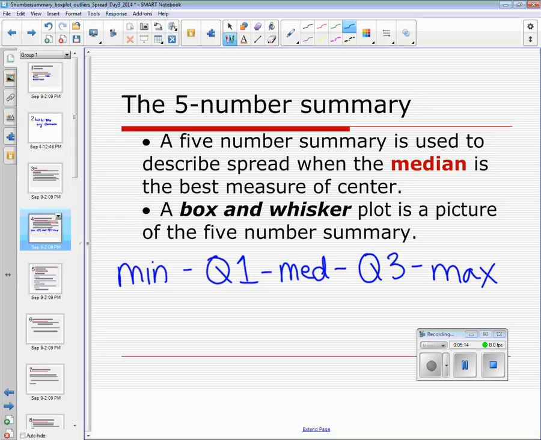A box and whisker plot is the graphical display that uses the 5-number summary. And we're going to use our calculators today. I'm going to show you how the calculator will produce a 5-number summary. It will also produce a box and whisker plot, which is really nice for us to use. Okay? So let's be a little bit more specific about the quartiles and what information is provided with them.